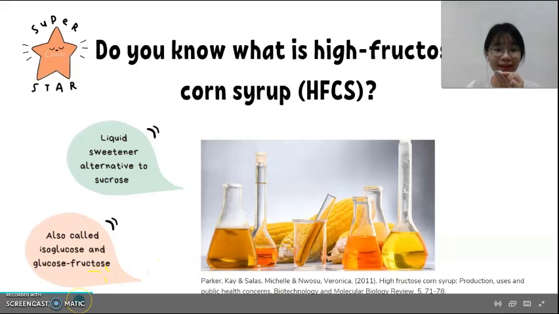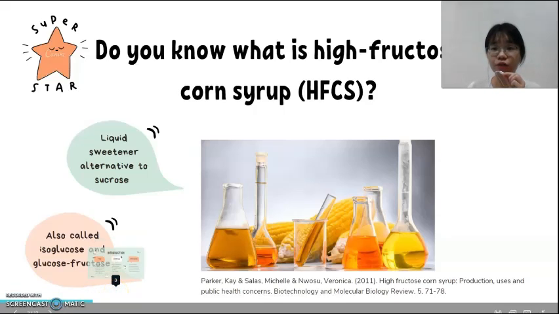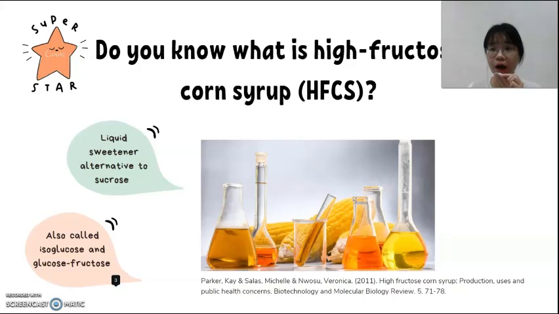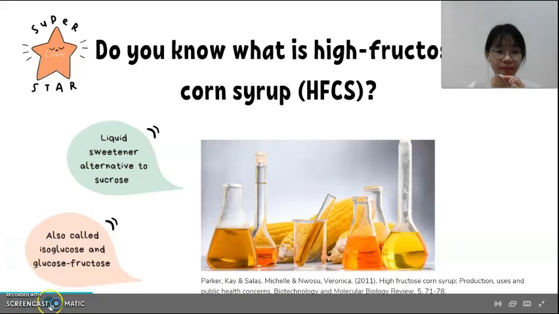HFCS is a liquid sweetener alternative to sucrose, and it's a mixture of glucose and fructose, where the combination of these two monosaccharides will produce sucrose, which means that HFCS is a sucrose. But the main difference between sucrose and HFCS is that sucrose is a natural sugar, but HFCS is an artificial sugar made from corn syrup.